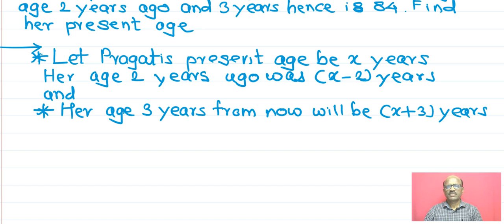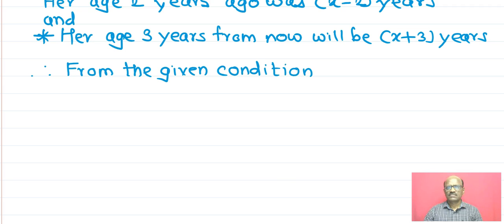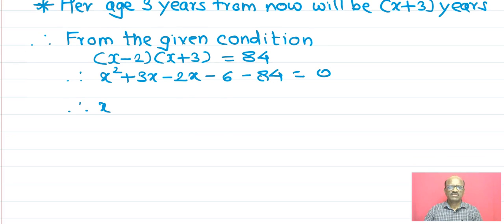Now what is the condition? The product of their ages is 84. Therefore, from the given condition, (x minus 2) in first bracket, (x plus 3) in second bracket is equal to 84. Therefore, x square plus 3x minus 2x minus 6 equals 84. Minus 84 equals 0. Therefore, x square plus x minus 90 equals 0.